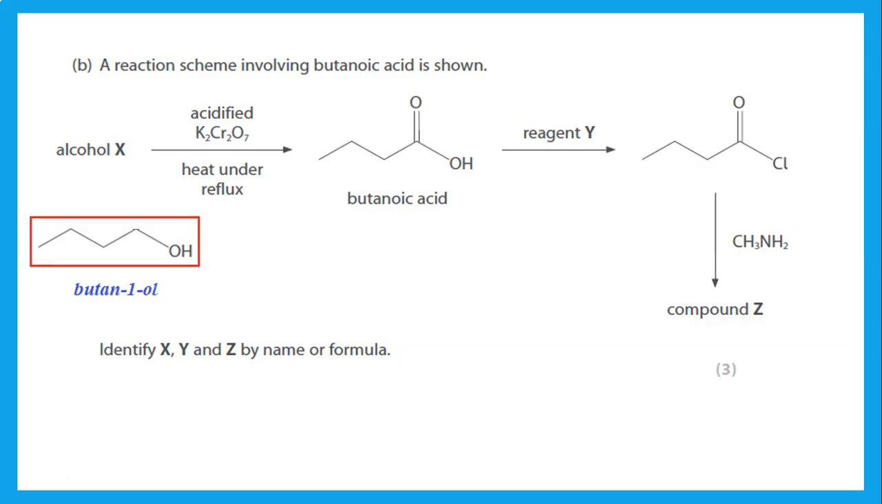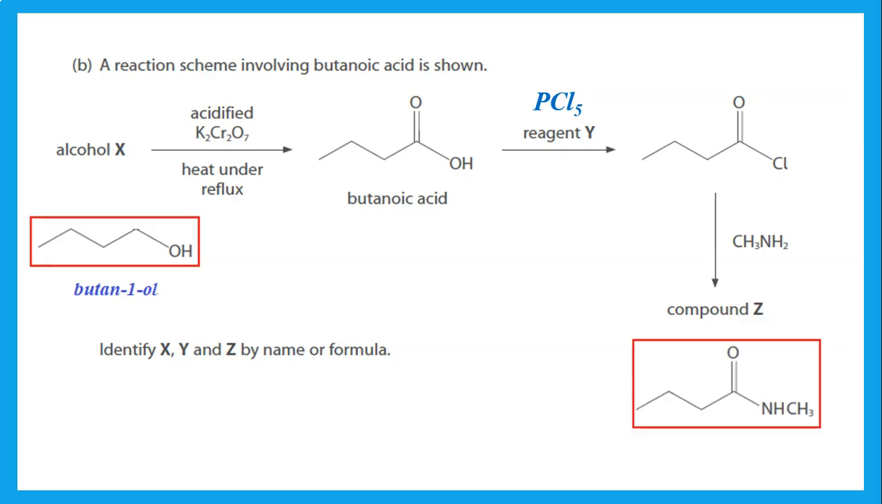Then we're adding reagent Y to the acid, and we're changing it to acid chloride. Which reagent will change acid to acid chloride? Well, you should add phosphorus pentachloride, or PCl5. Now, the acid chloride is reacting with methylamine. When we react it with an amine, what happens? The nitrogen attacks the double bond and replaces the Cl. So this amide, which would be N-methylbutanamide, is the product for that reaction.